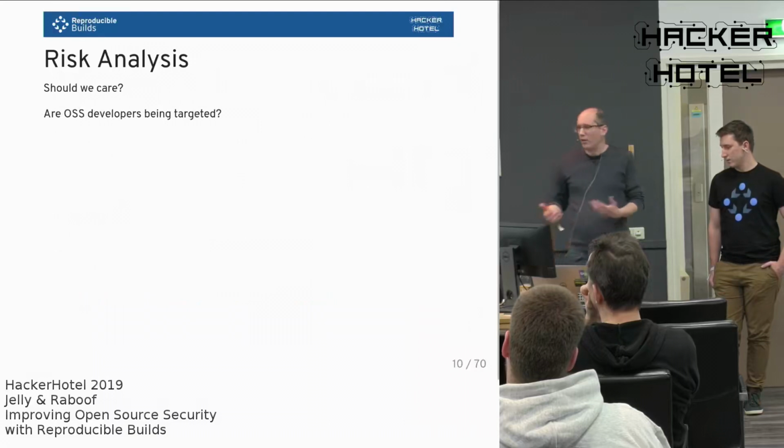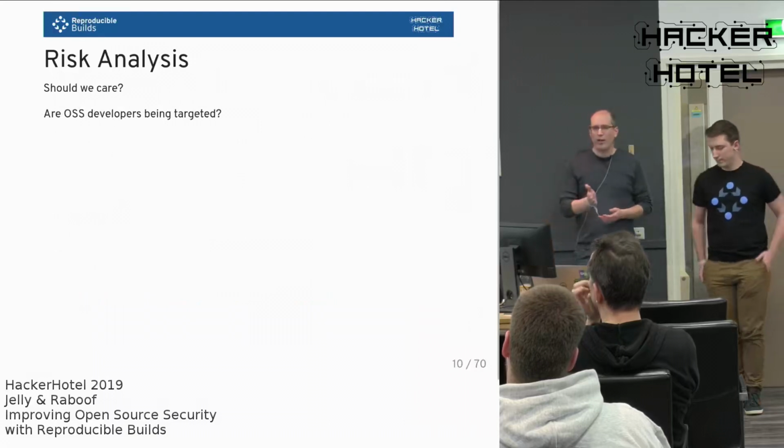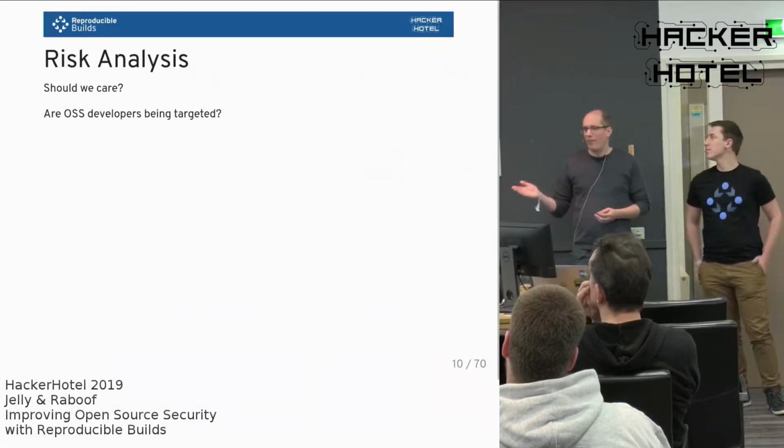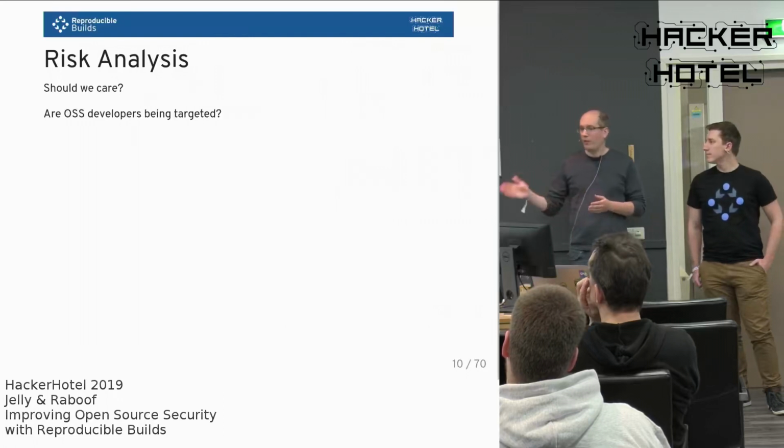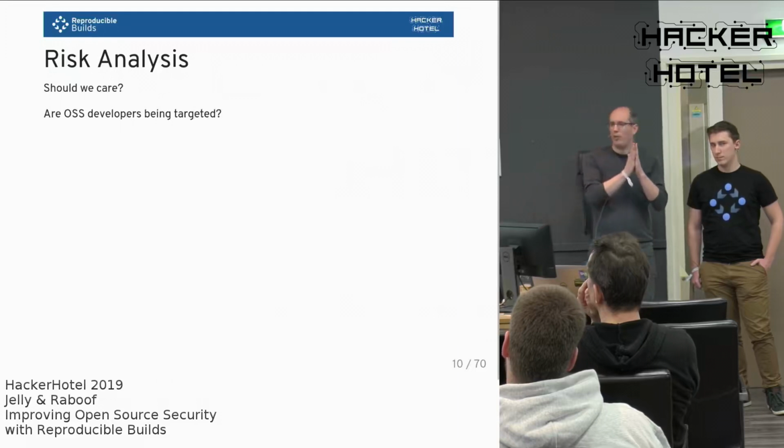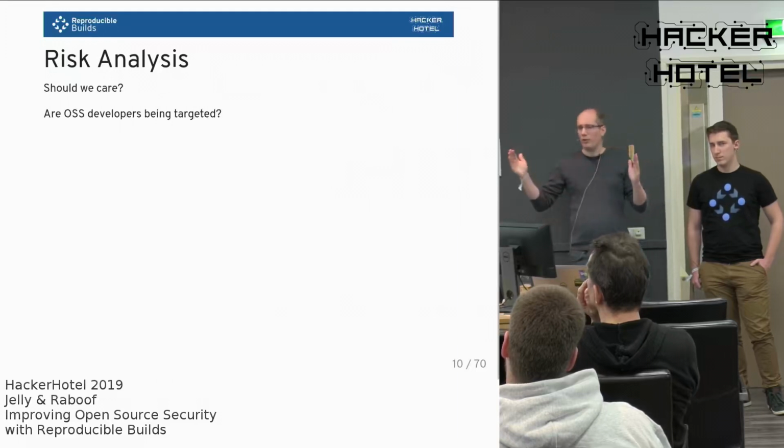Okay, so does this actually happen? Are developers targeted to impact their users and their customers? Because that is what reproducible builds help secure: the gap between the developer on one side and the person actually running the code on the other side.